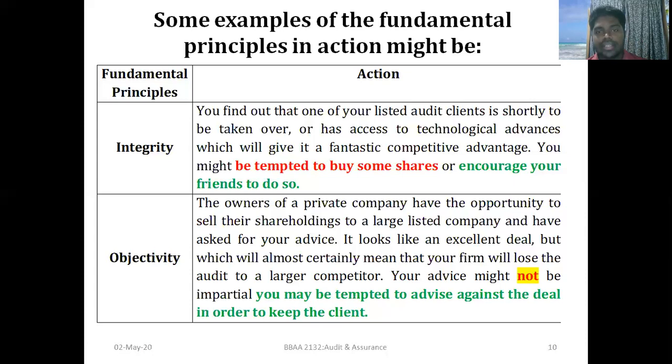The situation says: you find out that one of your listed audit clients... You can assume you are the auditor of the particular company, a public company. On that basis, you can approach these examples and then you can easily understand. Then you can read the action: you find out that one of your listed audit clients is shortly to be taken over, or otherwise has access to technological advances. So you can assume you are the auditor of the particular public company. So what is going to happen?